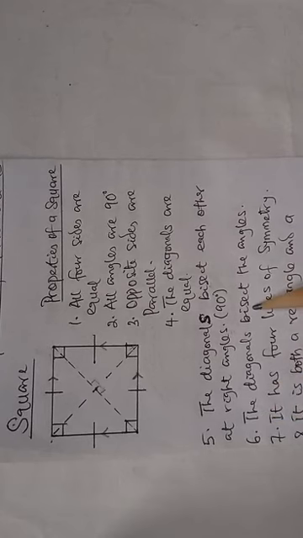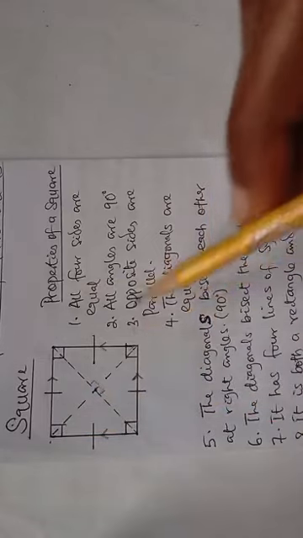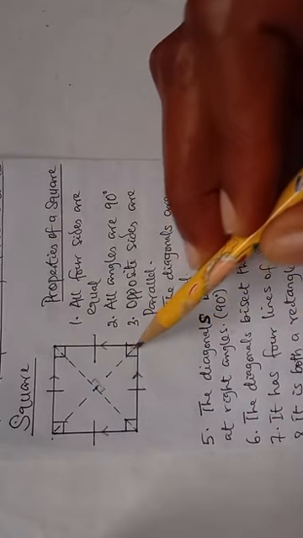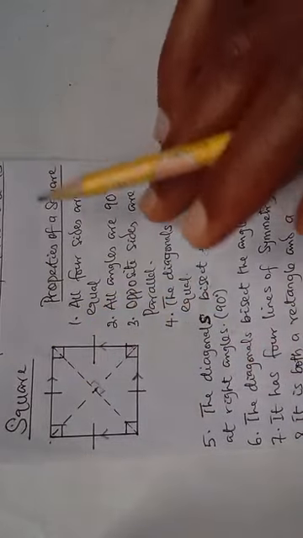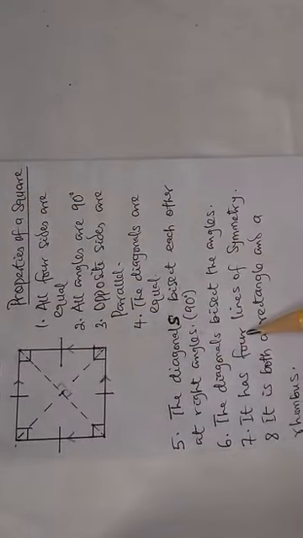The diagonals bisect the angles. These are the angles. So a diagonal bisects the angle. This is an angle, the diagonal comes to bisect. This comes to bisect, likewise here and here. All right. Now, the eighth one says it is both a rectangle and a rhombus. Yeah, this might actually sound somehow odd. A square is actually a combination somehow of a rectangle and also a rhombus.